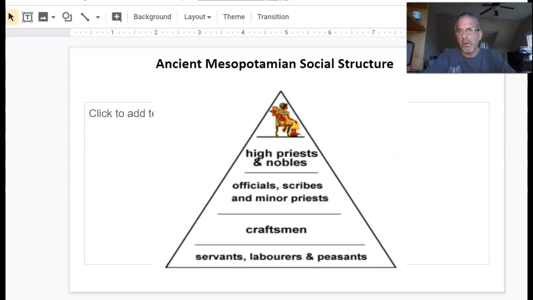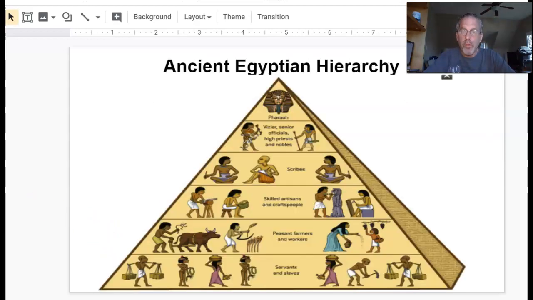Ancient Mesopotamia was pretty simple. You had high priests and nobles, officials, scribes and minor priests, craftsmen, and then at the bottom were servants, laborers, and peasants. Ancient Egyptian hierarchy: pharaoh, you had your viziers, officials, high priests, and nobles. Underneath those guys were the scribes. Then you had skilled artisans and craftspeople. And you had peasants, farmers, and workers. And at the very bottom were servants and slaves.